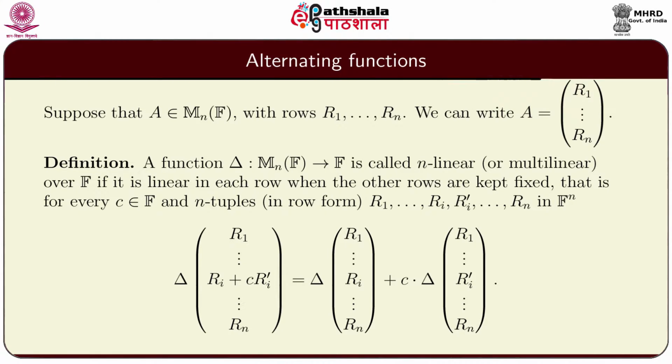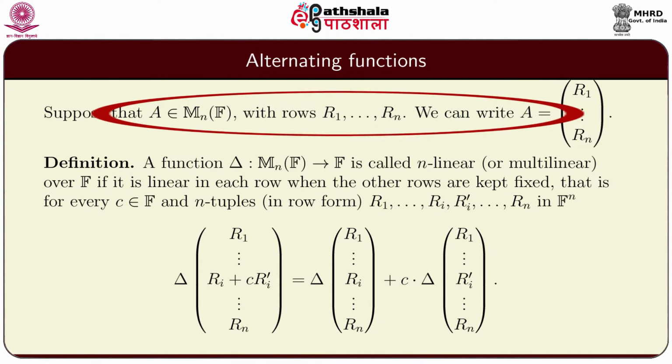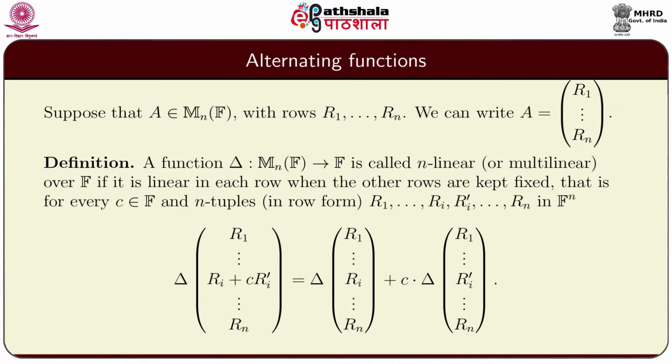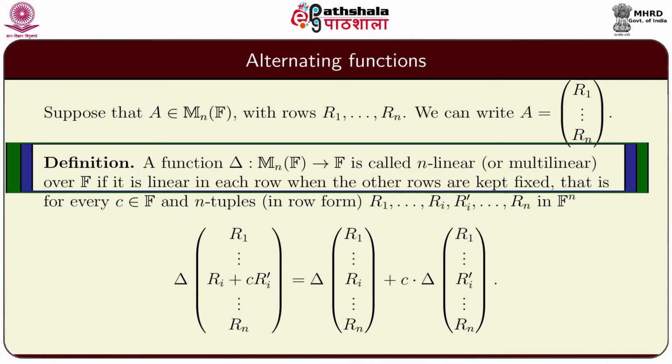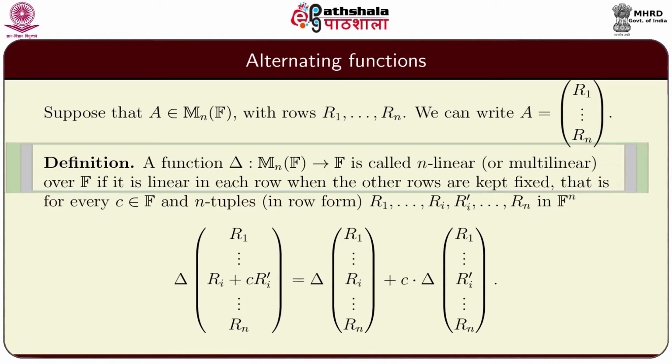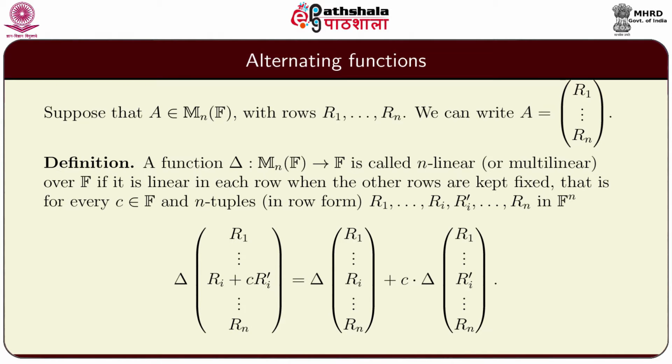Suppose that A is an n cross n matrix over the field F with rows R1, R2 and so on up to Rn. Then we write A in this column form, where these R1, R2, Rn are the rows, which are in fact n tuples with entries from F. A function delta from MnF to F is called n linear or multilinear over the field F if it is linear in each row when the other rows are kept fixed.